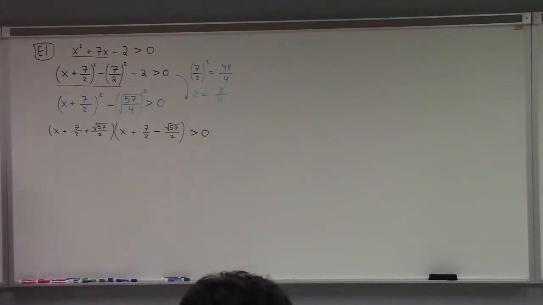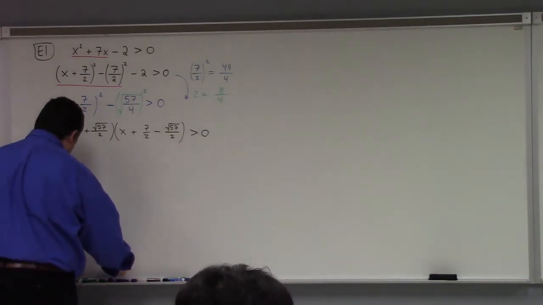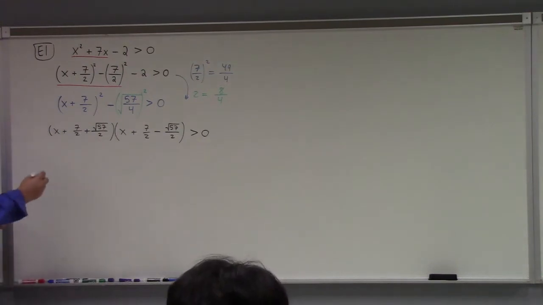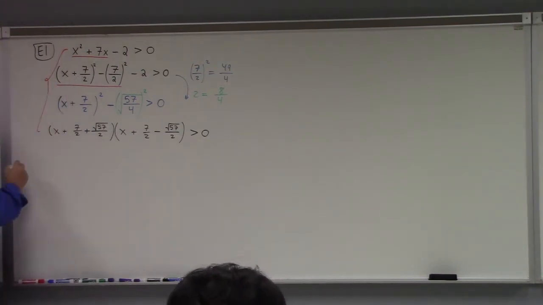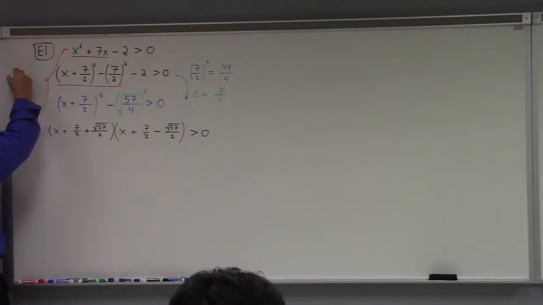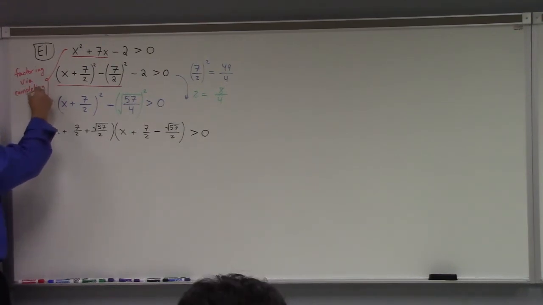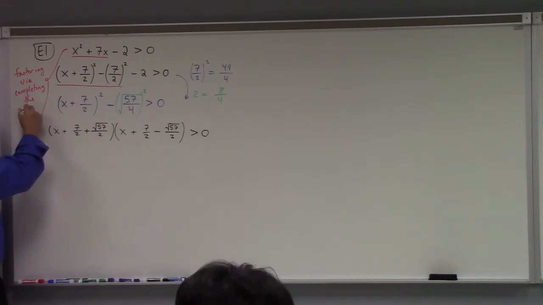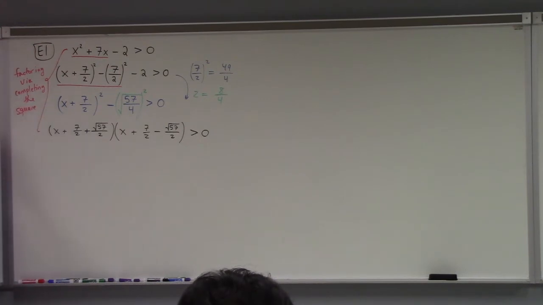So I should mention, this thing I just did here, these steps collectively, I would call factoring via completing the square. So if I was to ask you on a test or quiz to factor by completing the square, this is what I'm talking about, right? Now, why do I want to do that? Because once I do that, it becomes clear what the critical numbers are for the expression. What are the critical numbers for this expression?